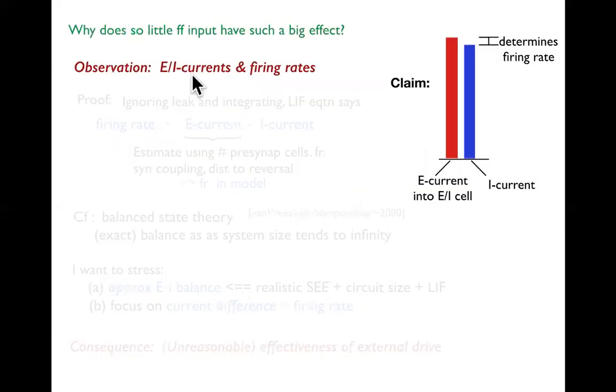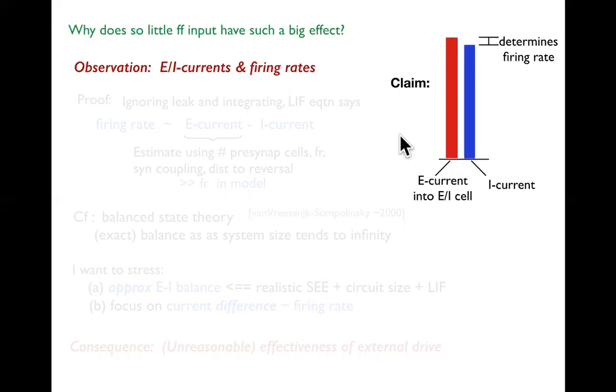I want to mention this because it is relevant for everything else. If you look at a cell, it could be an E cell or an I cell, and look at the total E current that goes into it and the total I current that goes into it, it looks like this. The two are very, very close to each other in relation to the magnitude of the whole current.